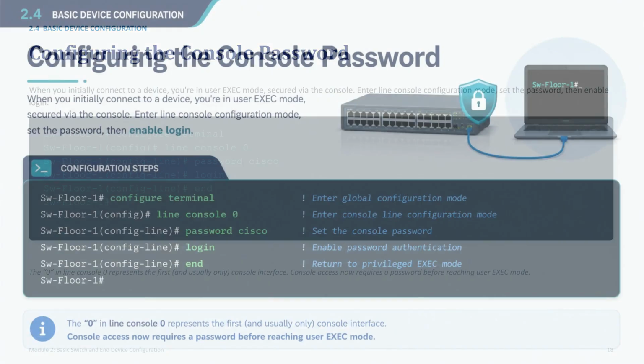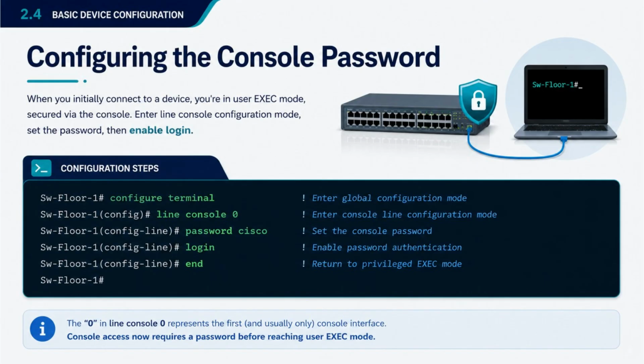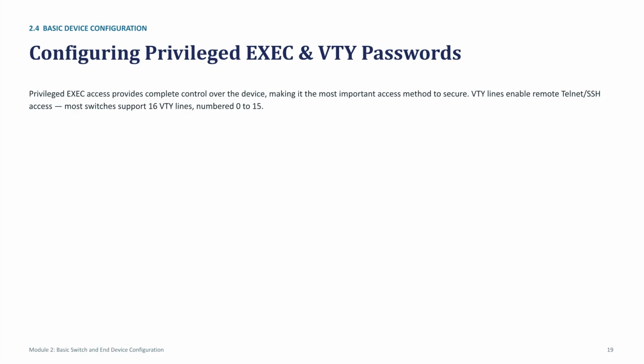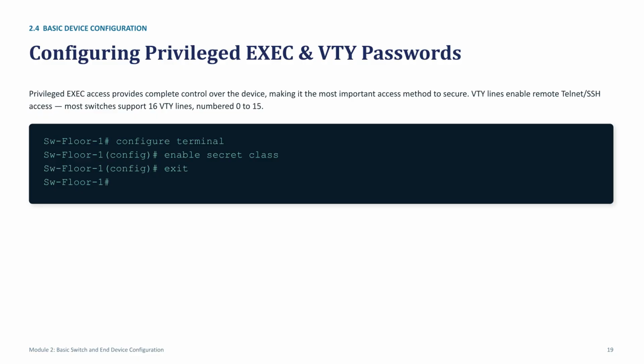Walk the command sequence. Line console 0 enters that specific line's config mode. Password sets it. Login enables the prompt. Explain that 0 just identifies the first and usually only console line on the device. Privileged exec is the most important thing to lock down, since it grants full control. Enable secret sets that password.